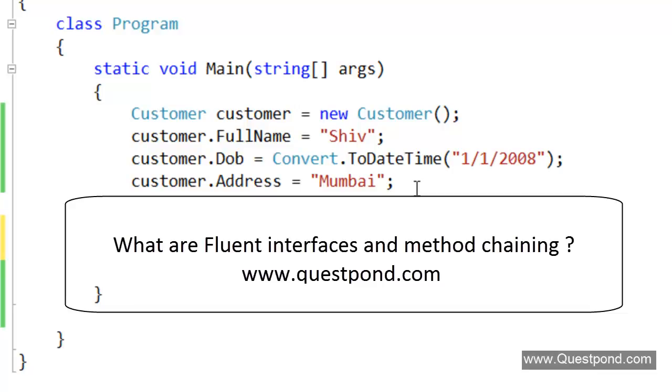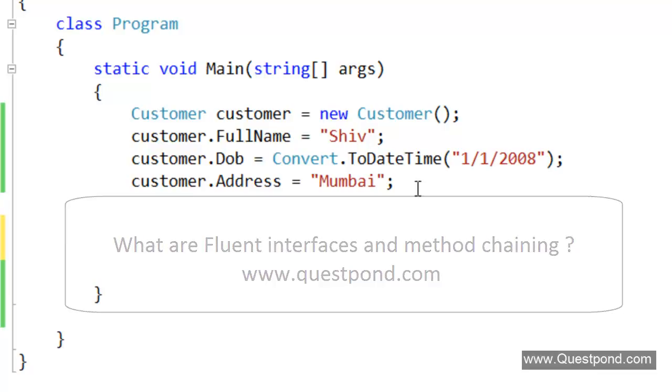In this video, we'll try to understand what exactly are fluent interfaces and method chaining. Both of these concepts are very much related to each other, or I'll say, one is a concept and the other is the implementation of that concept. So in this single video itself, I'm going to cover both fluent interfaces and method chaining. I'll first start with fluent interfaces and then I will move towards method chaining.